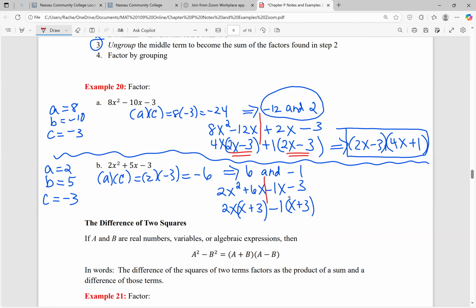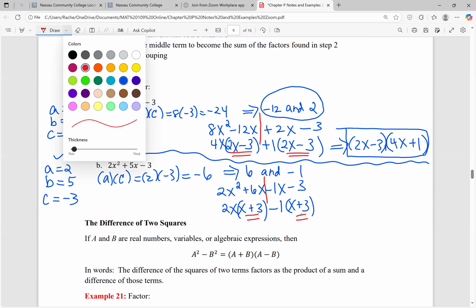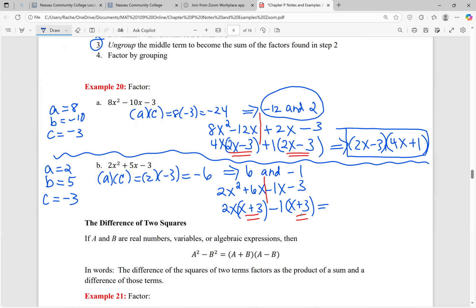And I can factor out this term, the common factor, x plus 3. So both expressions have a common factor of x plus 3. So let's factor out the x plus 3. That's going to be one factor. And now when I divide 2x times x plus 3 by x plus 3, I'm just going to be left with 2x. Now divide the negative 1 times x plus 3 by x plus 3, and I'm going to be left with negative 1. So my factored form is going to be x plus 3 times 2x minus 1.